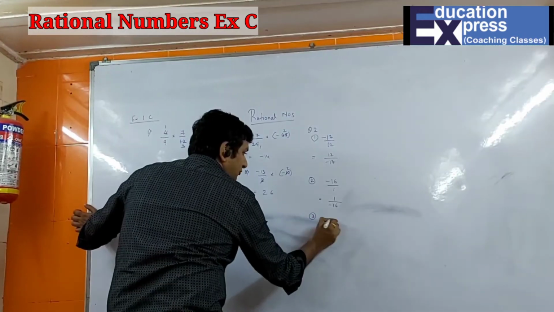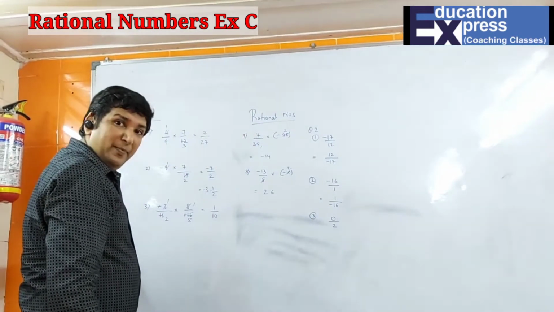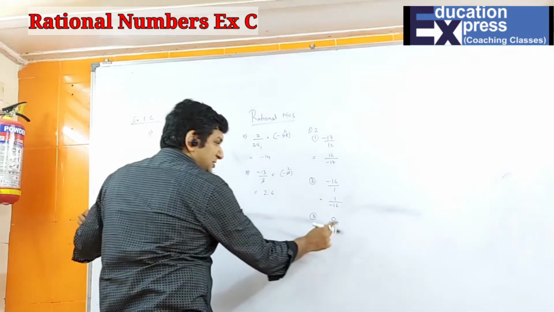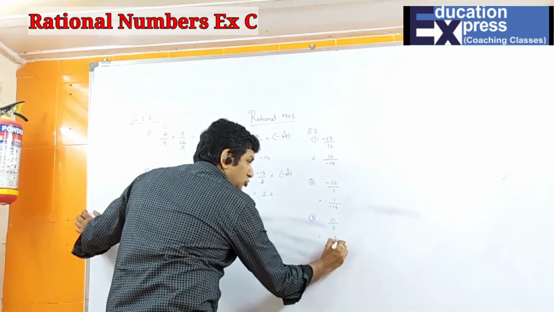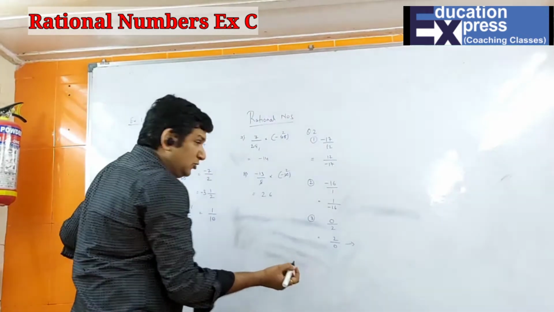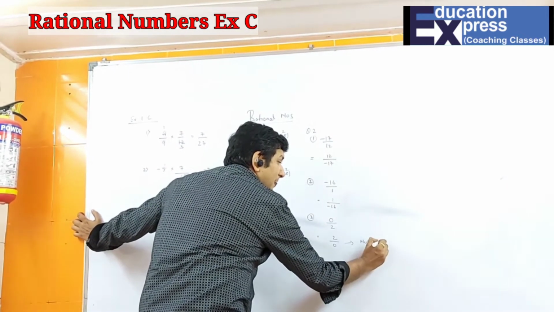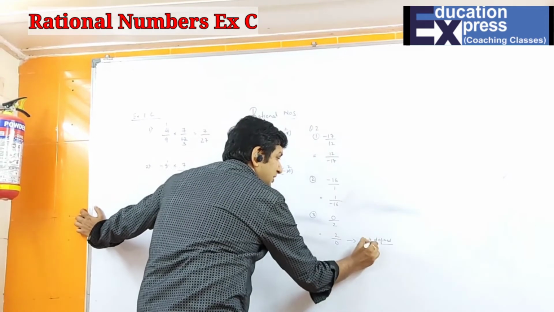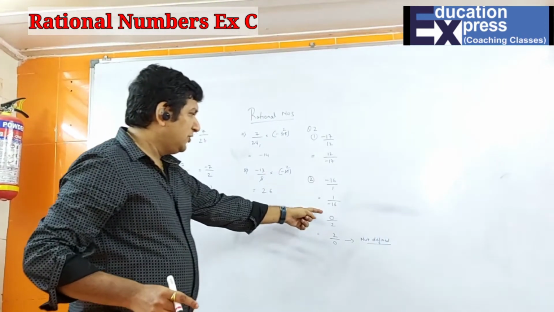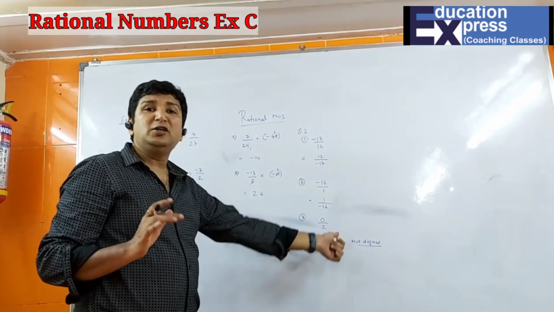Now part 3. Students, I have told earlier also that 0 upon 2 means 0. Now when I take the reciprocal of this, I'll get 2 upon 0, which is not possible. This is not defined. It is not defined, because the reciprocal of 0 upon 2 gives 0 in the denominator, which is not possible. That's called not defined.